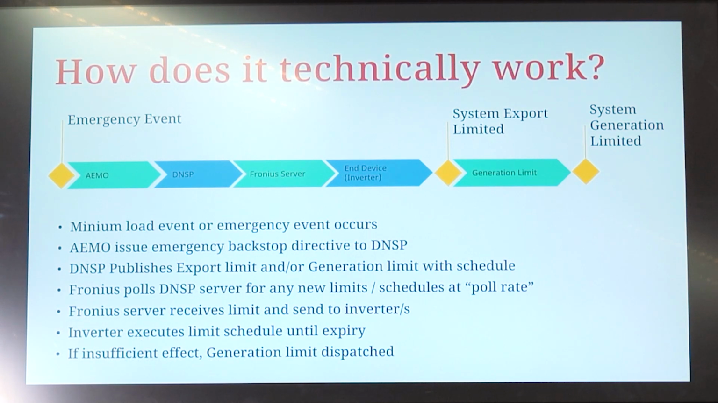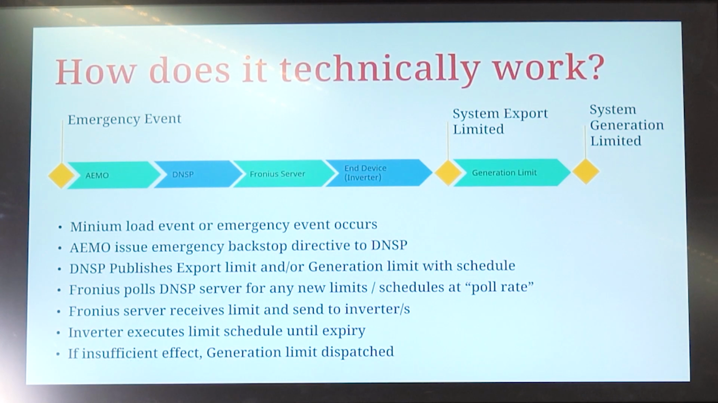The inverters then accept that and it's stored on the inverter as a schedule, and it executes that at the time it needs to be done. That could be immediately or in the future as well. They might say, okay, in an hour or in 2 hours, it needs to go to a certain limit, and that'll be stored on the inverter and it has an expiry, which is the duration.